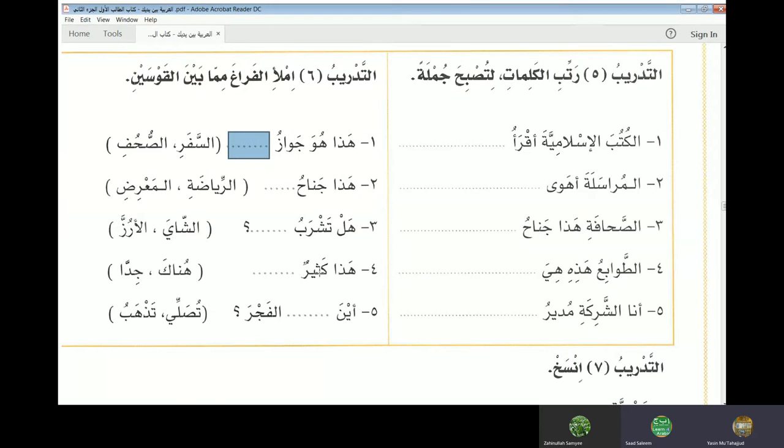Haza Hua Jawazu Safari. Correct. Haza Janahul Maridi. Yes, Janahul Maridi. Okay. Haza Janahul Riyadati. Oh, Riyadati, the exercise stall? Okay. Correct.